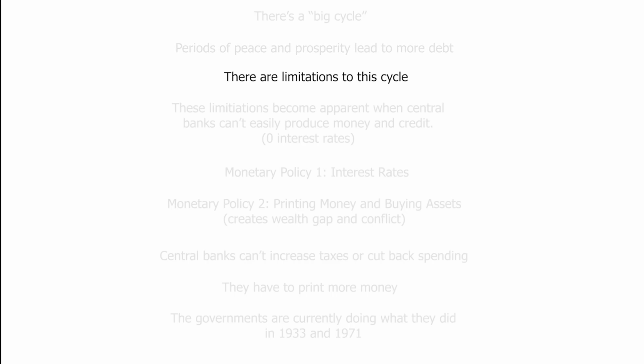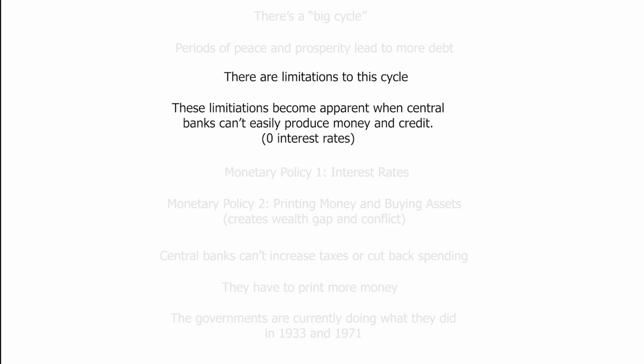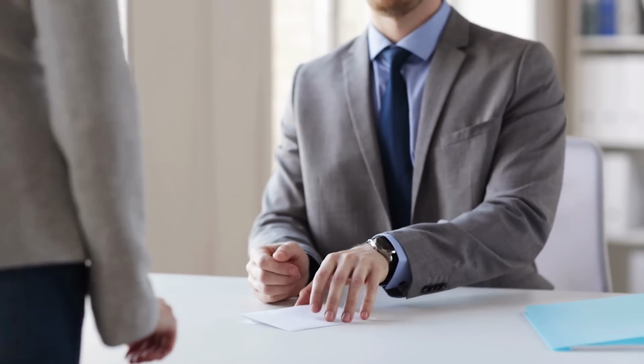However, he then moves on to say that there are limitations to this system, and that this limit starts when the central banks can't easily print money and credit, which starts when interest rates hit zero. This is because lowering interest rates is the easiest way to get the economy going without having to introduce new cash into the system. When money is cheap to borrow, you see a lot more people borrowing.